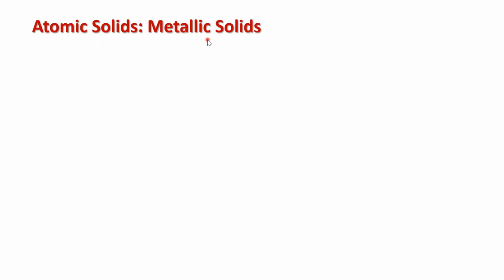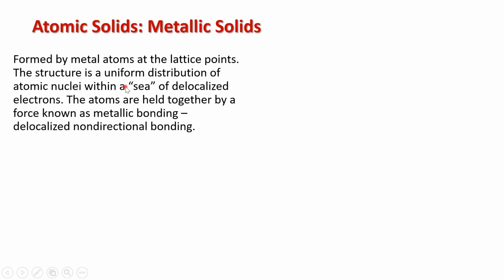So atomic solids, we've got two types. The first type are metallic solids. That means we've got metals at the lattice points. And the way that they are formed is we have metal atoms at the lattice points, and the electrons kind of surround those metal atoms. They're delocalized electrons. They're not attached to one atom or identified with one atom. Sometimes it's referred to as a sea of electrons. So the metal atoms are embedded within a sea of electrons. And we say that those electrons are delocalized, or they're non-directional.